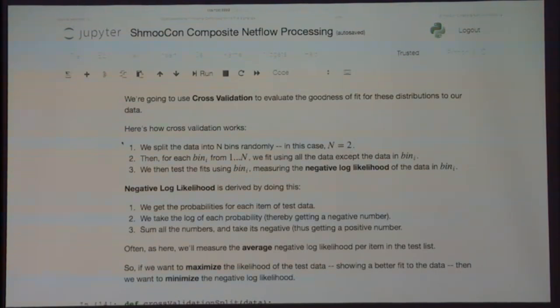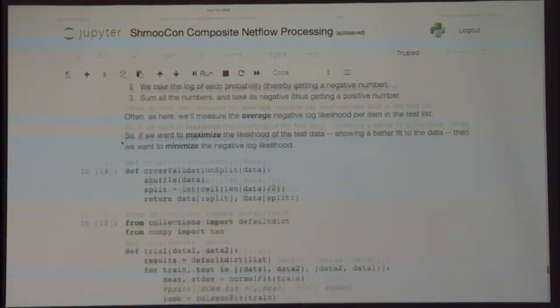And here's the point, though. Usually we take the negative of them, so we have positive numbers instead of negative numbers, since the logarithm of a probability is going to be a negative number. And so if we want to maximize the likelihood of the test data, we want to actually find the smallest negative log likelihood we can find. So that's the cross-validation code.